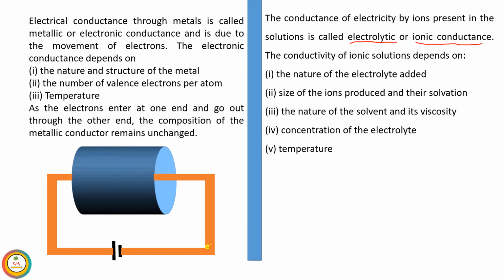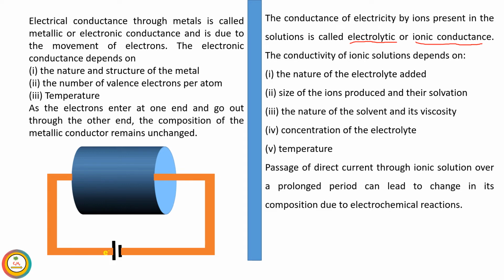Next one is the temperature. Whenever we increase the temperature, the bonds between the electrolyte particles are broken down and more ions are generated. With more ions, and due to the high temperature, they have a high amount of kinetic energy, so they move faster. Those moving faster increase the conductivity of the solution.